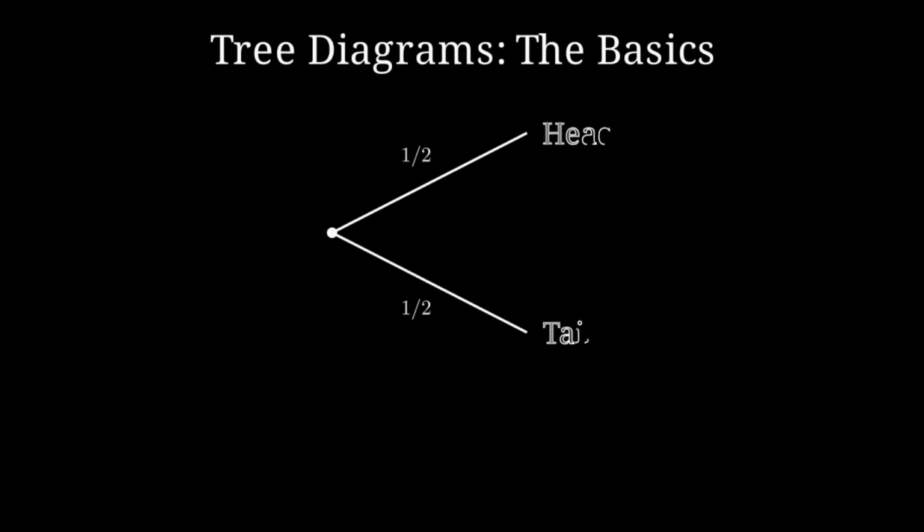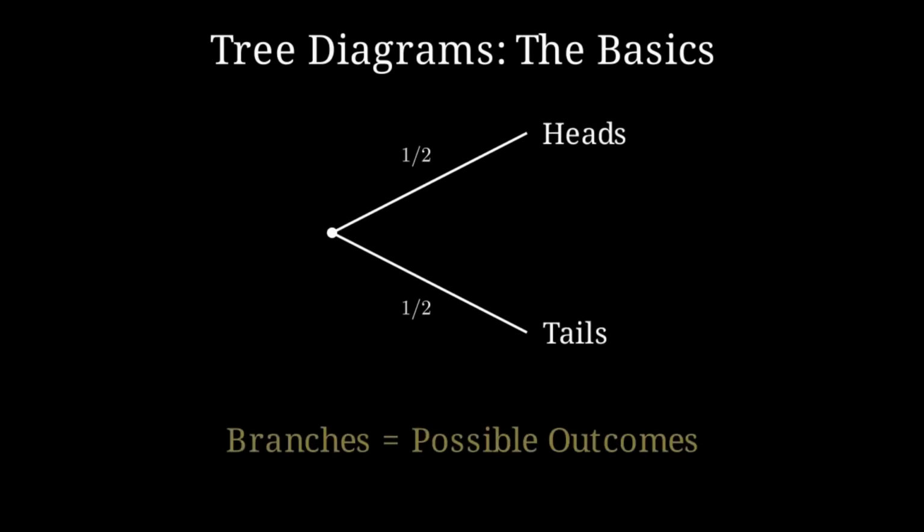A tree diagram maps out every possible path in a multi-stage experiment. Each branch represents a choice or outcome. By tracing a path from start to finish, you can visualize the entire sample space without missing a single possibility.